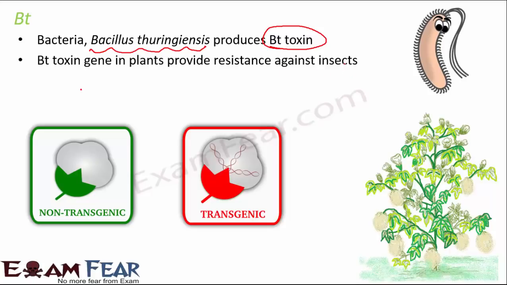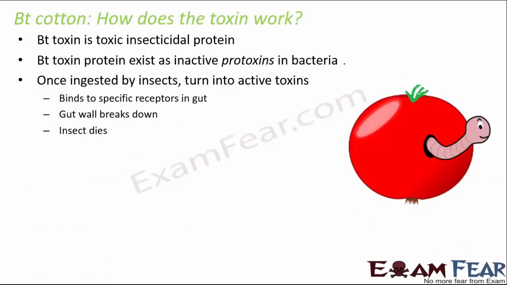So as a result, if you have BT cotton, because of the presence of this particular BT toxin, that entire plant gets resistant against the insects. Therefore, the plants will not get spoiled by the insects and it will survive for a longer period.